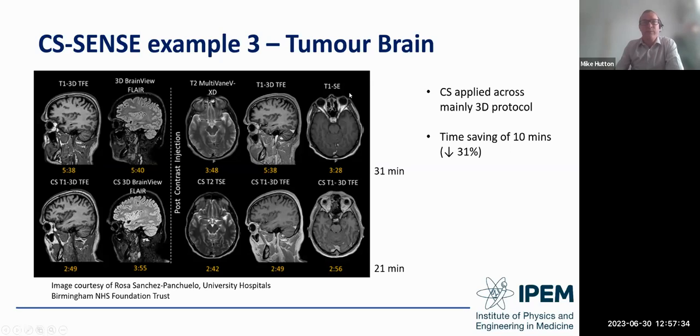And in one case, the 2D T1 spin echo has also been replaced by a 3D sequence to take full advantage of high compressed sense factors in 3D imaging.